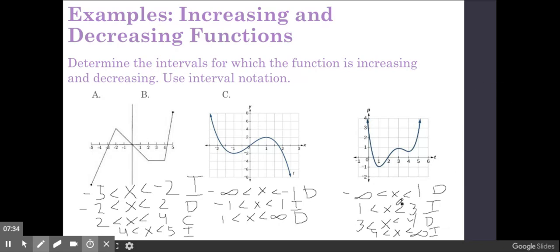I like to think about it: our x values are going left to right, that's what's happening left to right, and then decreasing, increasing, and constant is what's happening with the y. So this is what we're going on the x, and then what's happening in the y: is it going up, increasing, is it going down, decreasing, or is it staying the same, which would be constant.